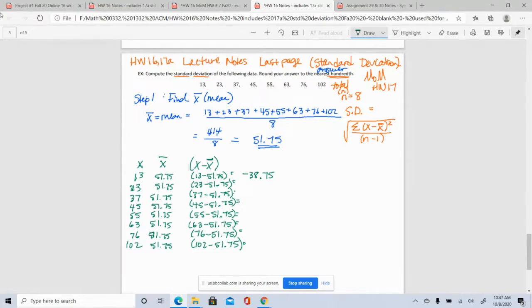23 minus 51.75. So if you've got your calculator handy, which you should, and guys, next week you're going to have your TI 30X IIS. I would get this because the formulas are going to get crazy, and it's going to be so much easier if you've got one. They cost $10 to $15, maybe $14 or something at Walmart. It's going to be worth it to get one.